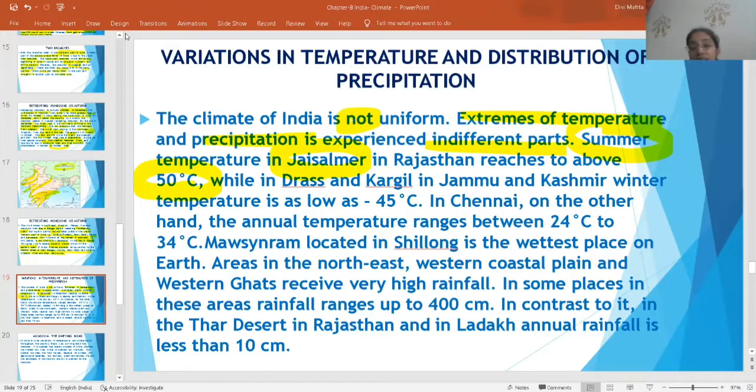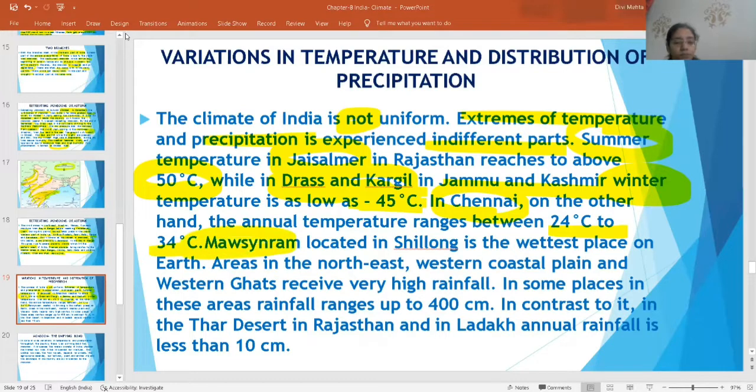But what happens in the winter season? Extreme cold is there in the northern plains. In Dras and Kargil, in Jammu and Kashmir, in the winter season the temperature is minus 45 degrees Celsius. So in Jaisalmer, Rajasthan, the summer temperature is 50 degrees, but in winter in Jammu and Kashmir it is minus 45. If I go to Chennai, on the other hand, the temperature ranges from 24 to 34 degrees Celsius.